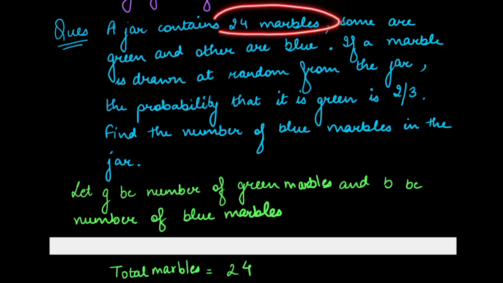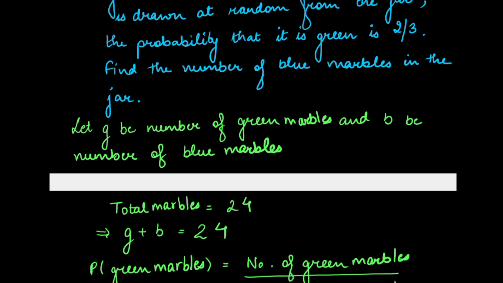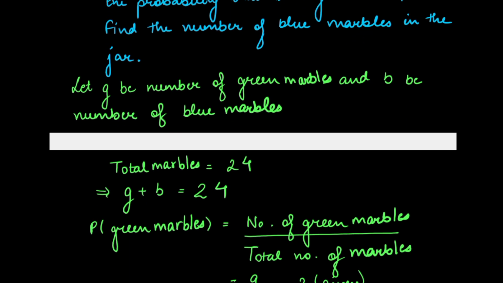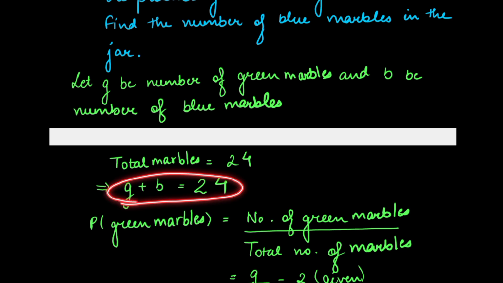So there are a total of 24 marbles which are green and blue in color. Now, if a green marble is drawn, the probability is 2 by 3. We need to find the number of blue marbles. Let G be the number of green marbles and B be the number of blue marbles. In total, there are 24 marbles, so G plus B is equal to 24.